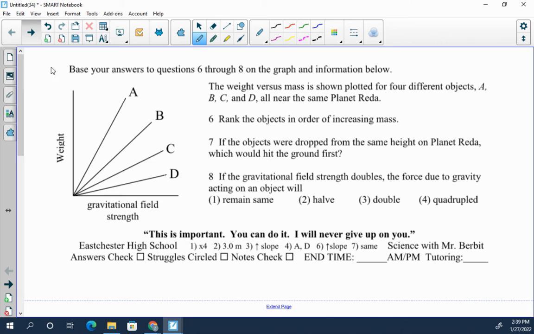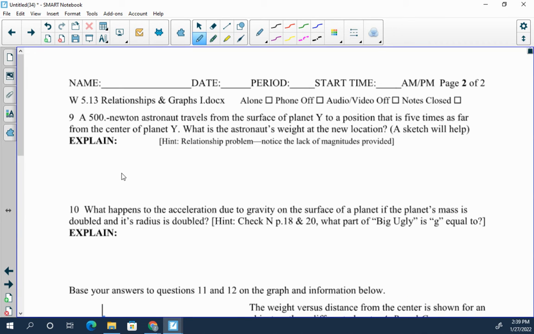Then the next one that's on the homework is question 9. Let's talk about question 9. Question 9.